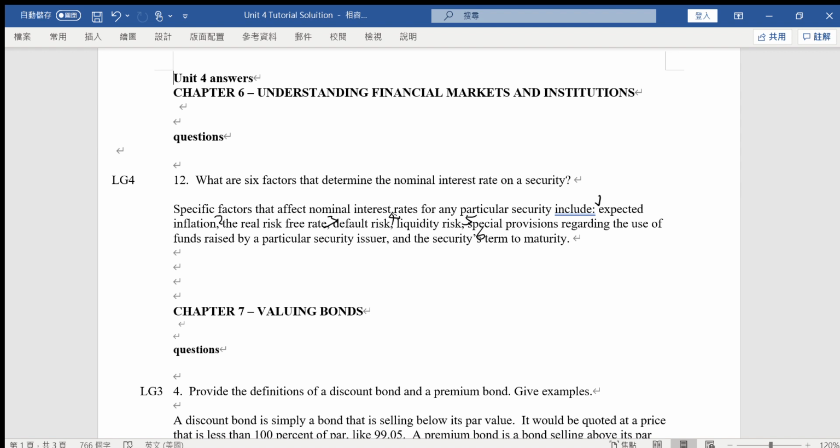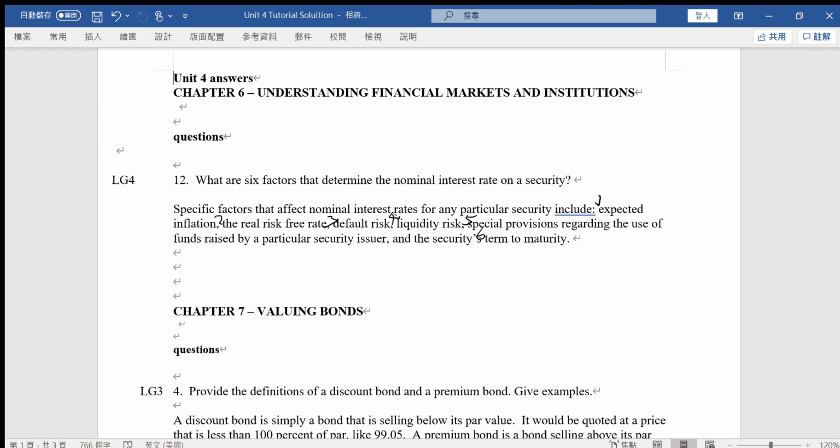For example, the expected inflation has a positive relationship. If there is an increase in inflation, then simply, the nominal interest rate will also increase, and that's why they are positively related. The second one will be the real risk-free rate, and that one will also be positively related. If there is an increase in that one, the nominal interest rate will also increase.